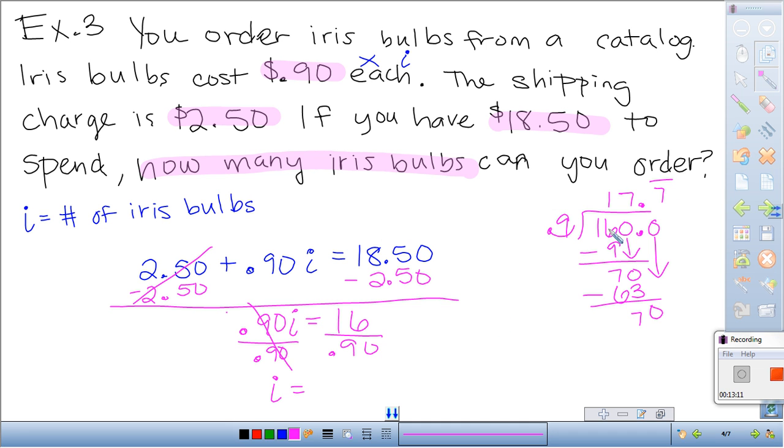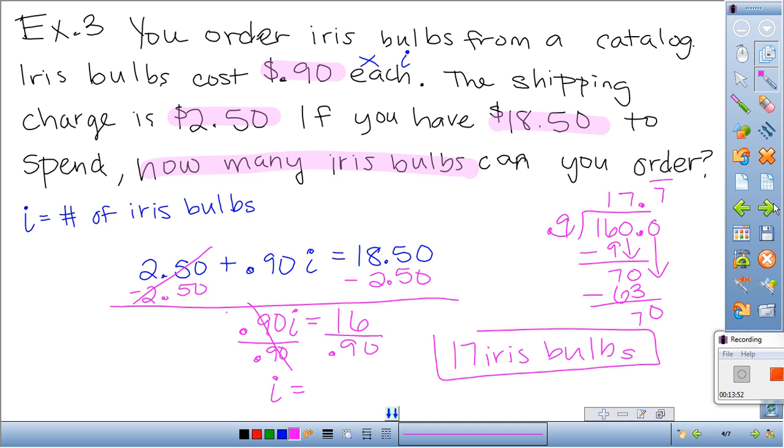Can I order 17.7 repeating iris bulbs, though? If I called up a company and said, I want 17.7 repeating iris bulbs, I think they would just laugh at me. So usually here we say, we'll just round up. But can I round up? Can I afford to buy 18? No, I can only afford 17.7. I don't have enough money. I only have $18.50. So I don't have enough money for 18. So instead, how many iris bulbs can I order? 17 iris bulbs. You have to round down here. We can't buy more than 17. We don't have the money.